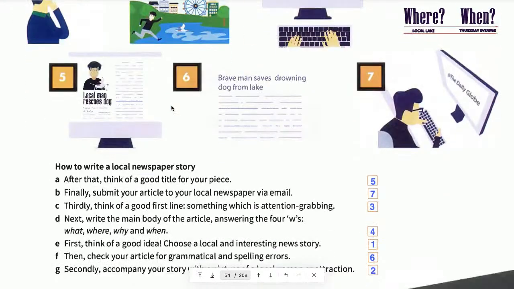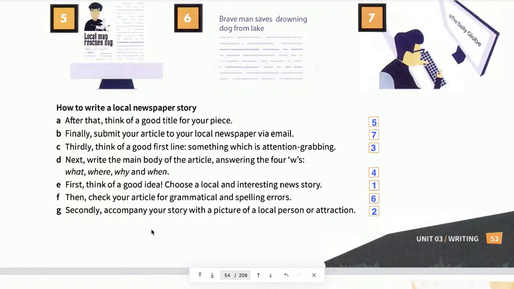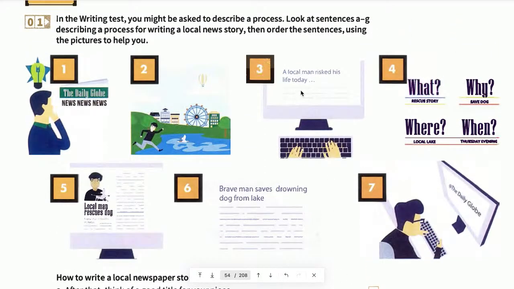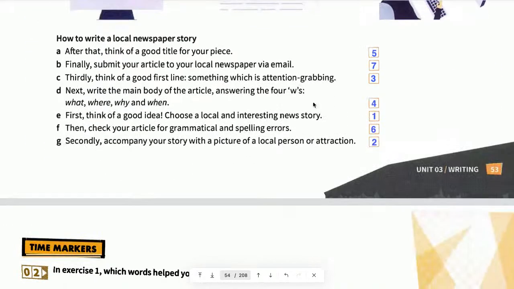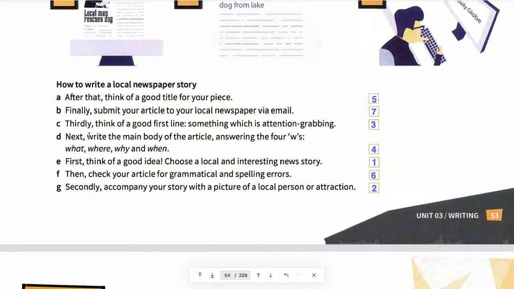So number 2, you see that picture, but actually you can read and you can guess. Oh, here, it's obvious, right? It says secondly, right? 2G. Secondly, accompany your story with a picture of a local person or attraction. Now, number 3. Here I can see a picture of typing the content. So, it should be C. Thirdly, think of a good first line, something which is attention grabbing.